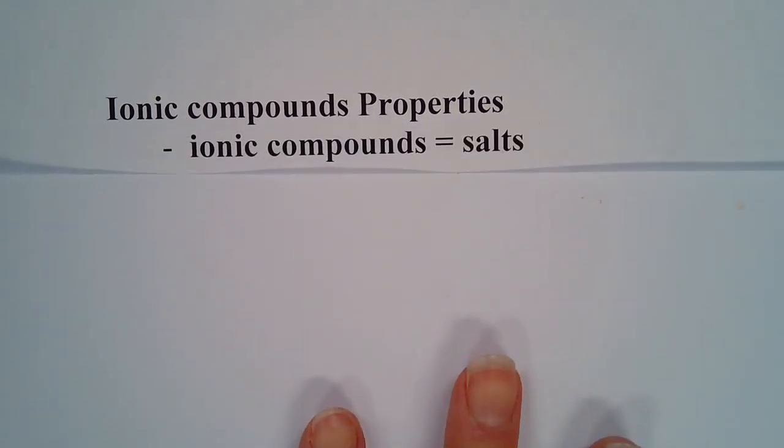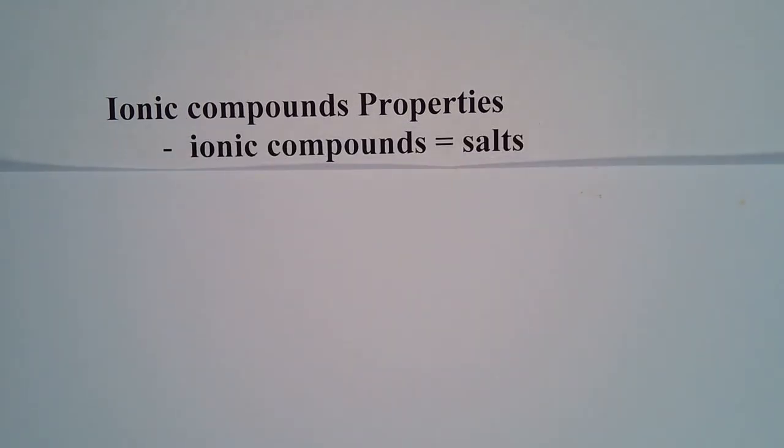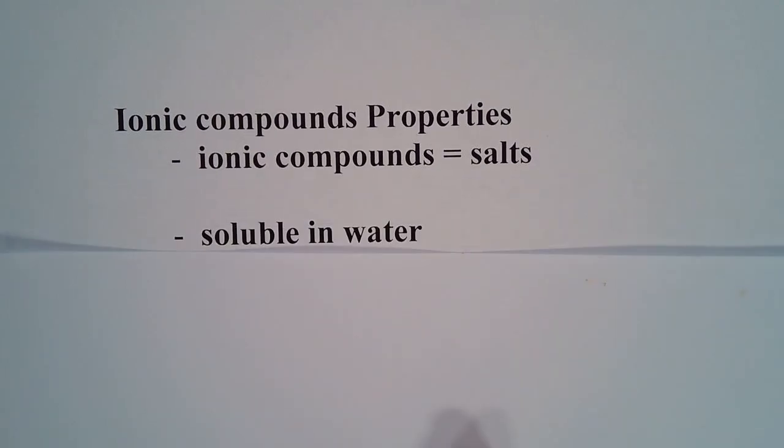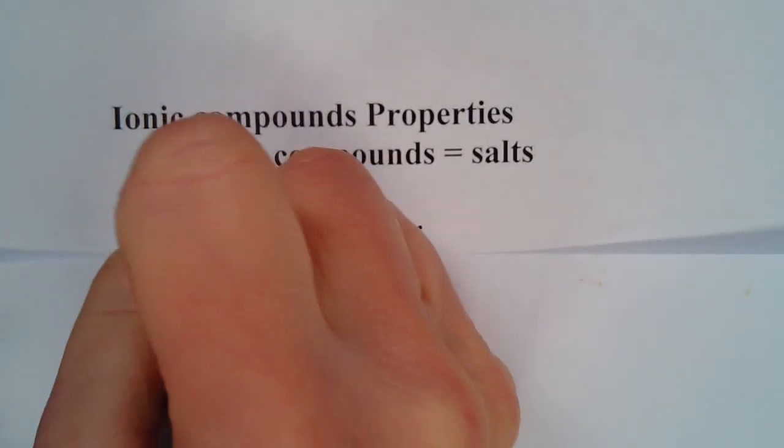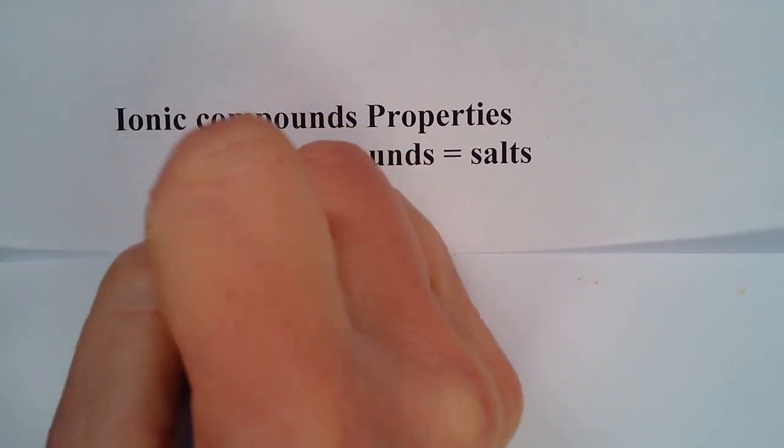So first off, ionic compounds are called salts. It's a generic term that you might hear used. Again, you don't necessarily need to know this, but if you're looking at outside resources, they sometimes mention ionic compounds are called salts. All ionic compounds are what we call soluble in water. So they will all dissolve in water without any problem. So soluble, another word you could write down is dissolve in water.